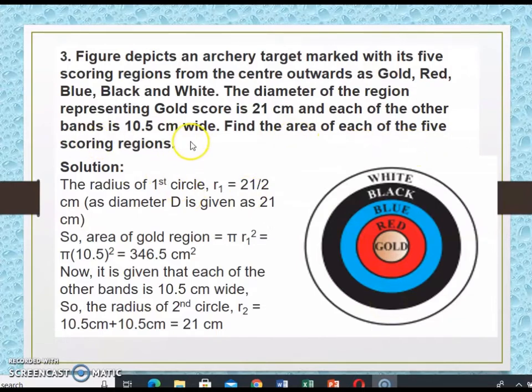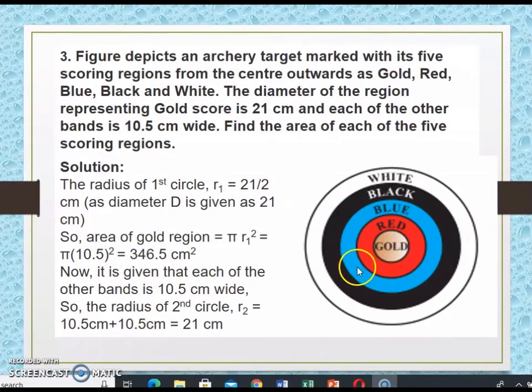So here you have to find the area of each of the 5 scoring regions. Now the gold one is a circle itself. So the gold region's area will be pi r square. R is 10.5. So when you substitute that, you will get the value of the area of the gold region. So gold region is pi r1 square. R1 is the innermost radius, 21 by 2, that is 10.5. So when you calculate this, you will get it as 346.5 centimeters square.